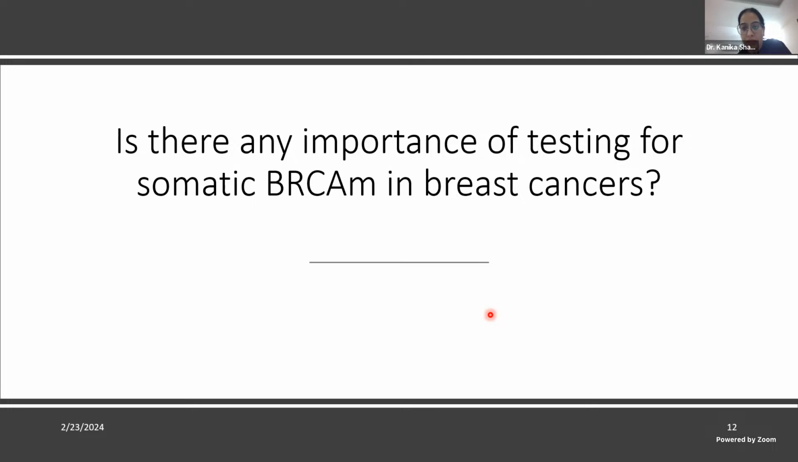So doing an extended panel may not be very feasible, because we don't know what to do with those test results. Another thing is that if we have a germline negative, even in ovarian malignancies they may have a somatic BRCA 1 or 2 mutation, and the same is not true for breast cancer. Maybe we don't know many things.